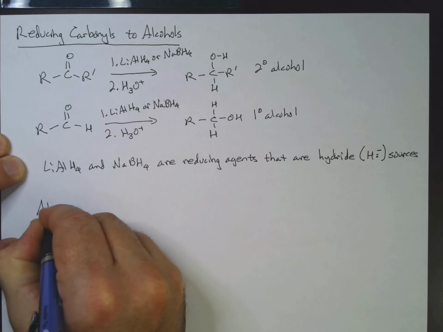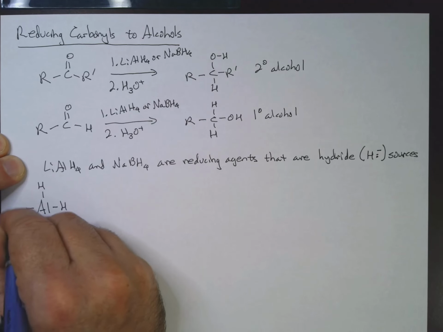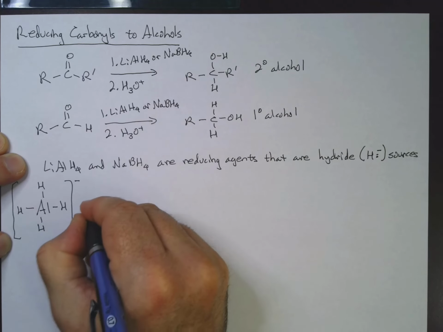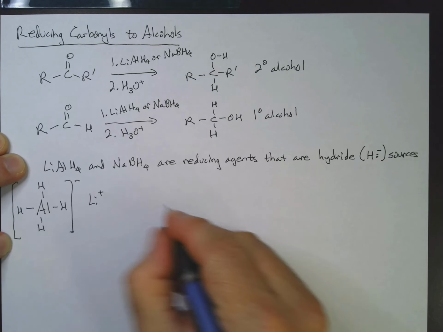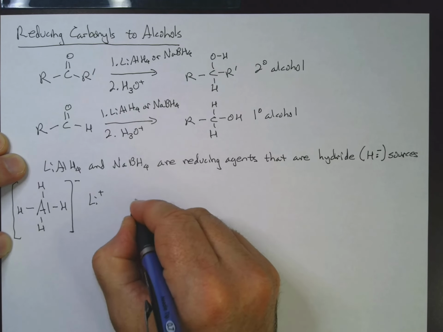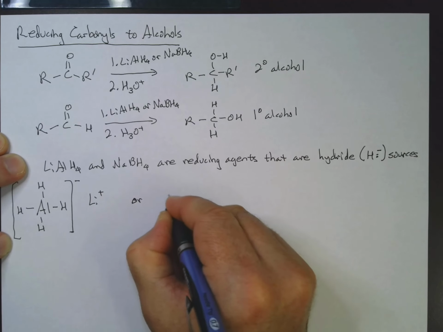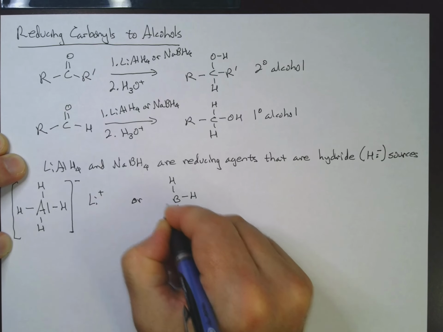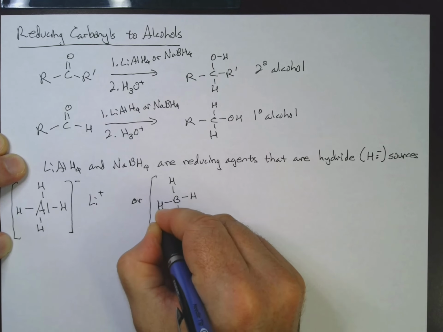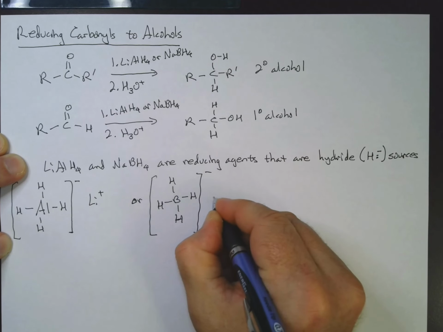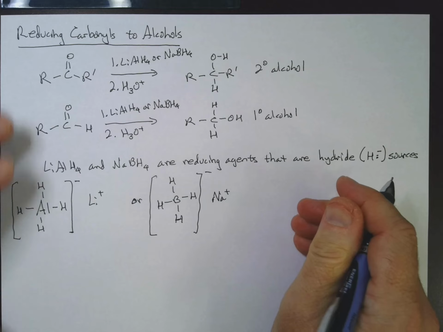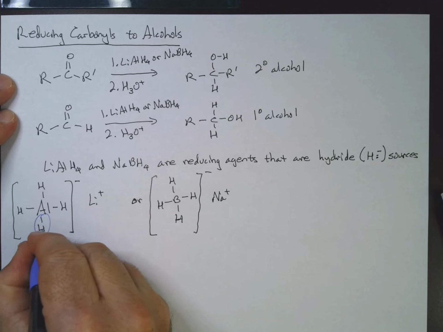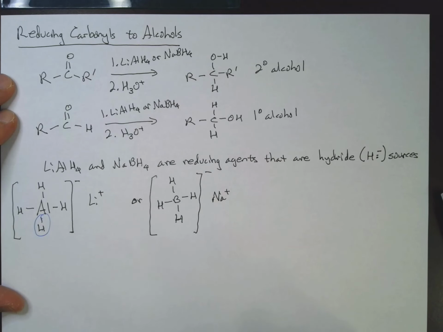Well, LiAlH4, Li+ with AlH4-, and then we can have the borohydride, NaBH4, Na+ with BH4-. And these function as hydride sources, so we'll get a hydrogen and its pair of electrons.